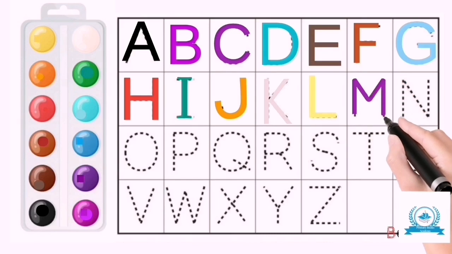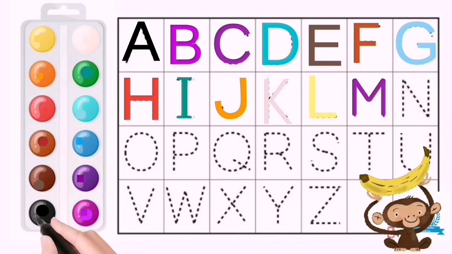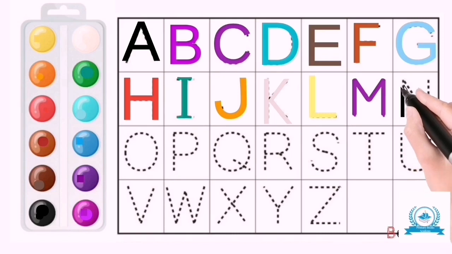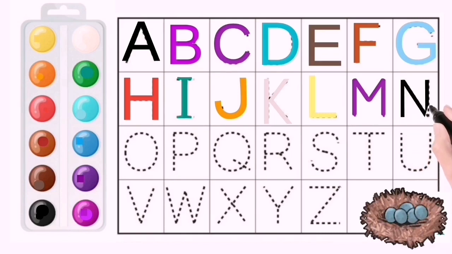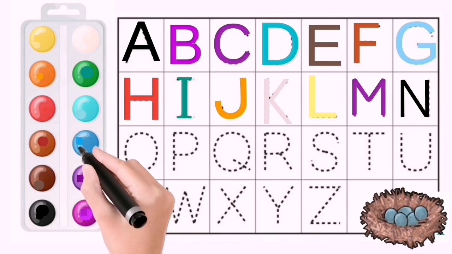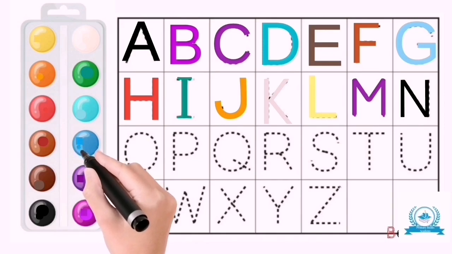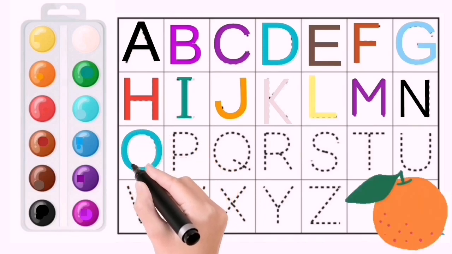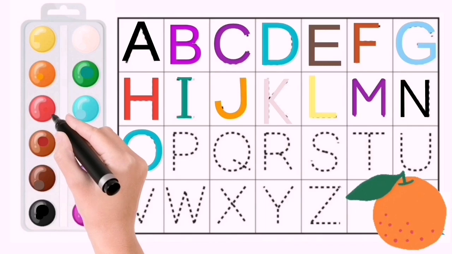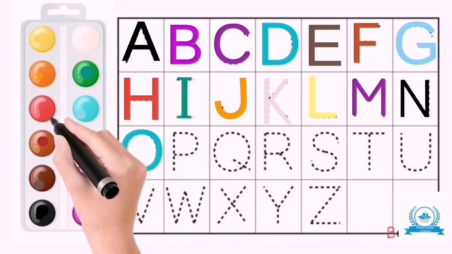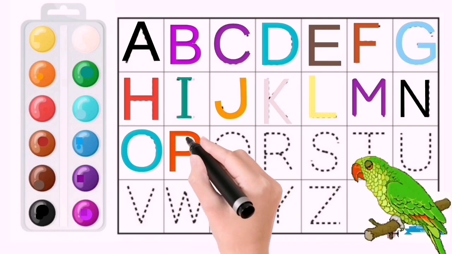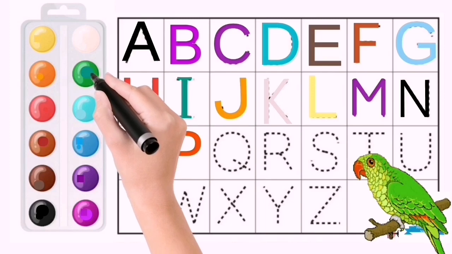M. M is for monkey. N. N is for nest. O. O is for orange. A, B, C, D, E, F, G. P is for parrot.